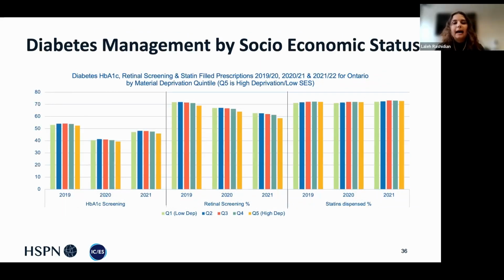Now let's look at how these diabetes indicators have changed over the past 3 years, particularly since in 2020 we had COVID-19.